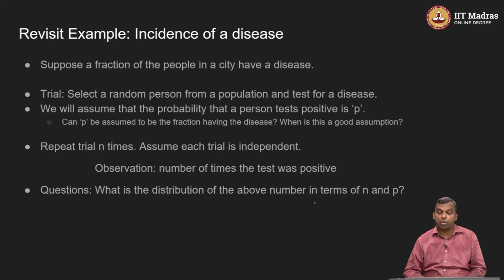And the outcome is the number of times the test was positive. We are interested in how to think of the number of times the test was positive in terms of n and p. Just like in the previous example, we were interested in the number of tails for whatever reason. And so you see naturally this question of the number of successes in n independent Bernoulli p trials arises. And that is what's called the binomial distribution. We will go to that next.